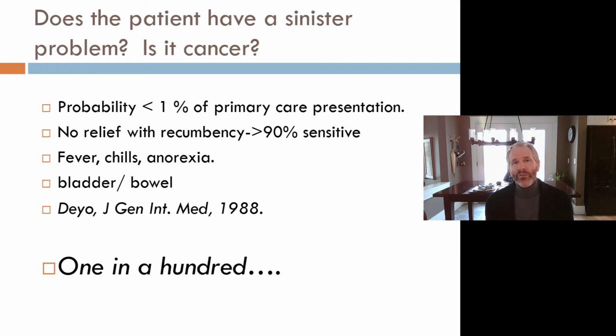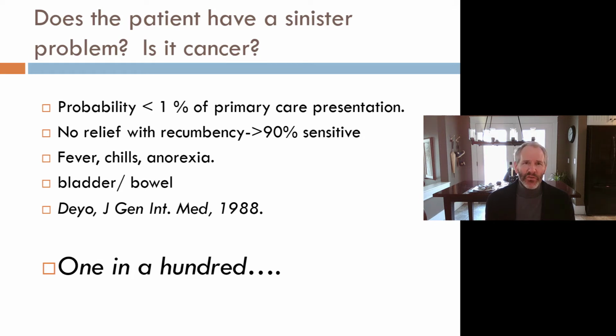And the first thing we start with is does the person have cancer? This would be less than 1% of spinal pain presentations. So if I see 100 people in a month who have back pain, chances are one of them will have a tumor responsible for their back pain. And some hints to that are that the person does not get relief when they lie down. Most mechanical back problems will be relieved by assuming the supine position.